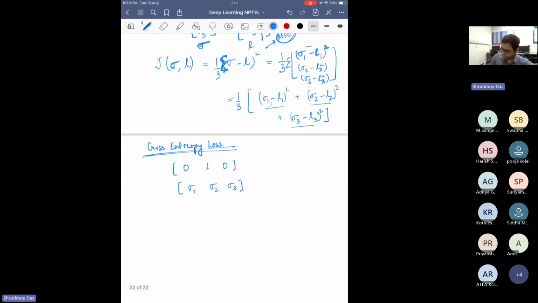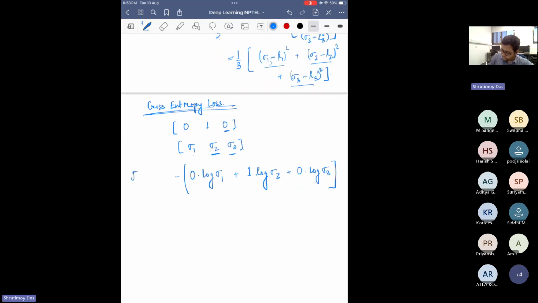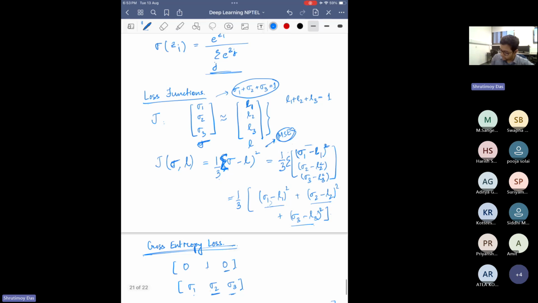So here, what is the probability of having sigma 1? Sorry, the cross entropy loss is: the probability of getting L1, which is 0, times log of sigma 1, plus the probability of getting L2, which is 1, times log sigma 2, plus the probability of getting L3, which is 0, times log sigma 3. So this is your loss for sigma and L.